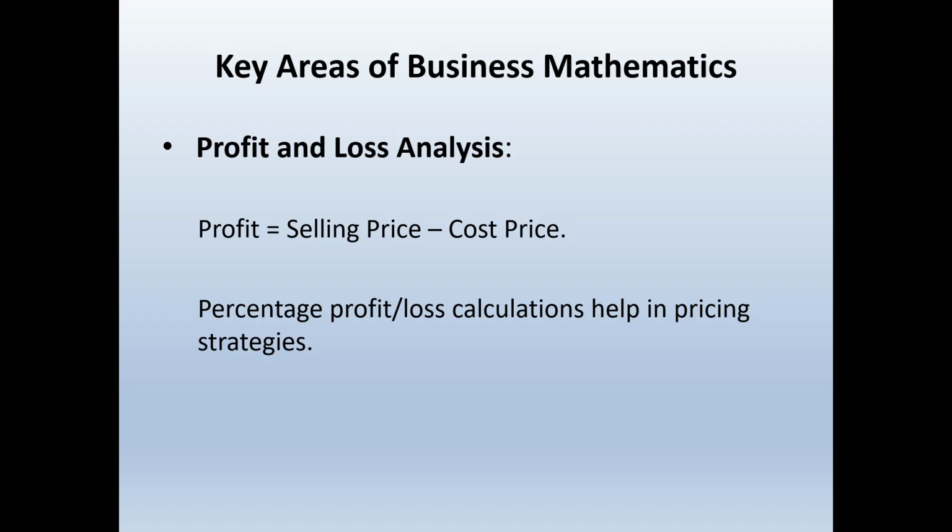That's the selling price. So if you have the selling price, which is 30 naira, minus the cost price, which is 20 naira, what is the difference? The difference is 10 naira. That 10 naira becomes what? Your profit. Are we together?